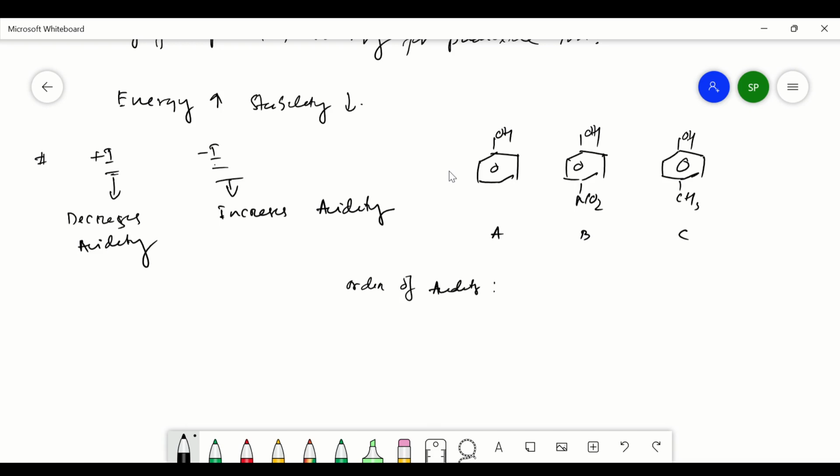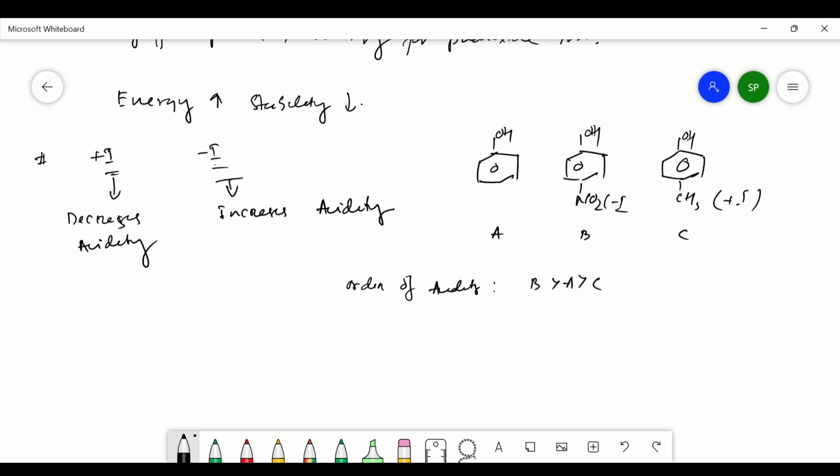most acidic will be B, then A, then C, because here the attached ring is producing a minus I effect. Minus I effect means it is electron withdrawing in nature, as it withdraws electrons from phenol. There is easy removal of H plus ion, and here this is plus I effect or electron donating group, which increases the electron density, hence the removal of H plus is not easier, it is more difficult.